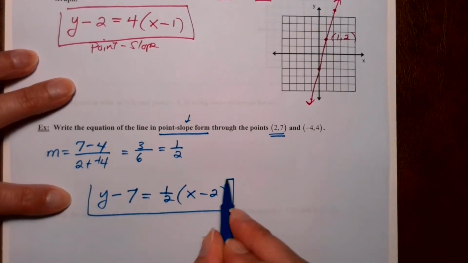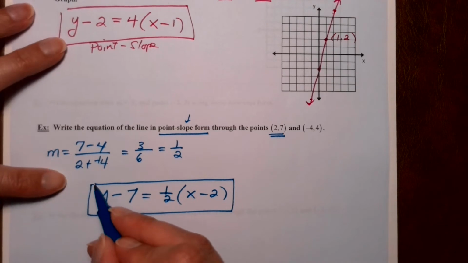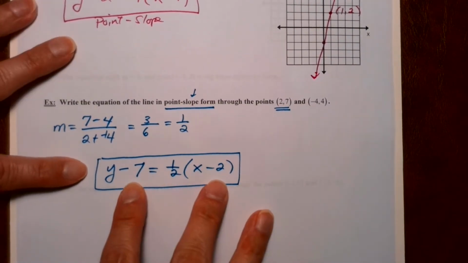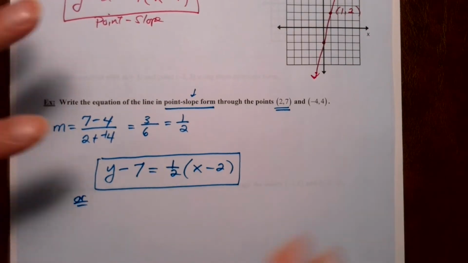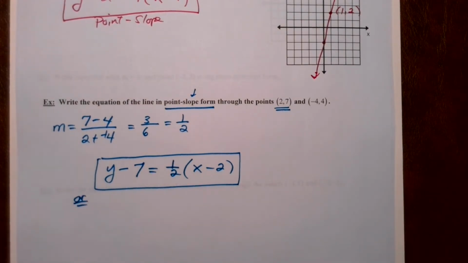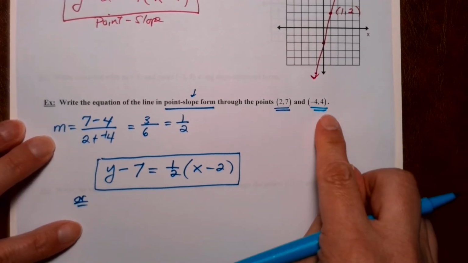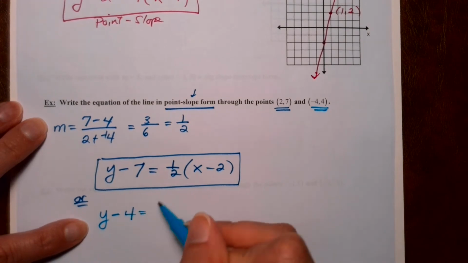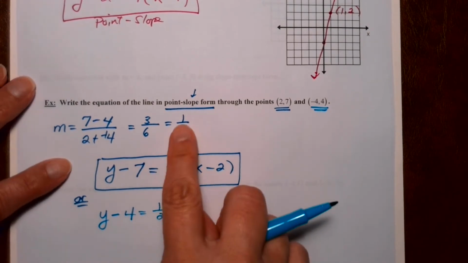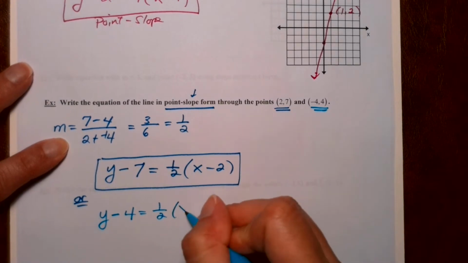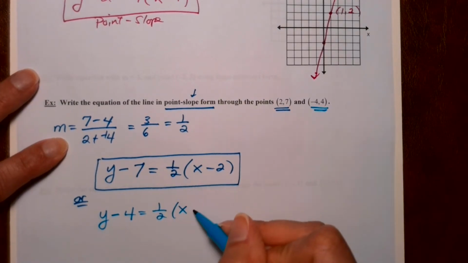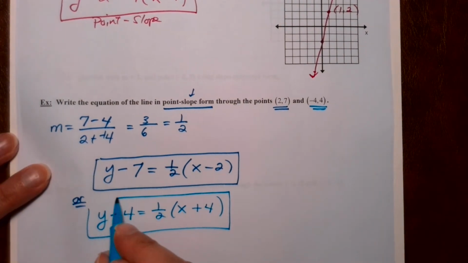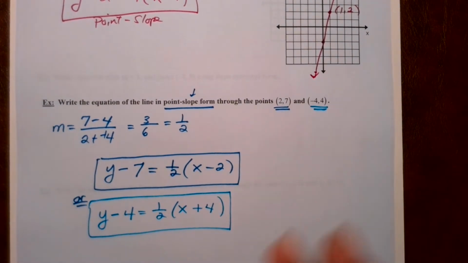Now, is that the only option? No. You can use the other point. So for the answer key on a test, this is a great answer, or for people that chose the other point, I would have to accept that answer as well. So if you chose this point, y minus 4, you're going to have the same slope. That's not going to change. The other x value is x minus a negative, which is a positive 4. So there are 2 different answers here depending on the point that you choose.